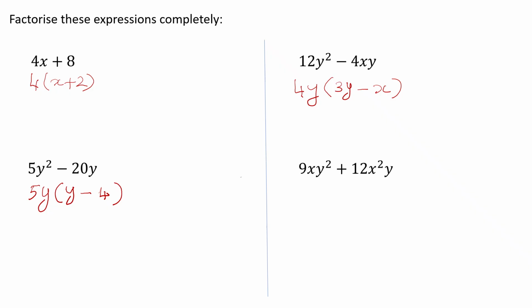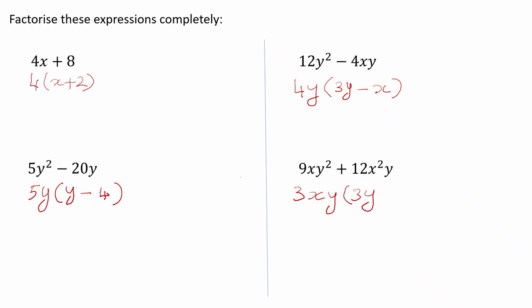9xy squared plus 12x squared y. 9 and 12, 3 is the common factor. Then both terms have x, so x is a common factor. Then y squared and y, so both terms have y. So take out y inside the bracket. 3 times 3 is 9. x already taken out of the bracket.